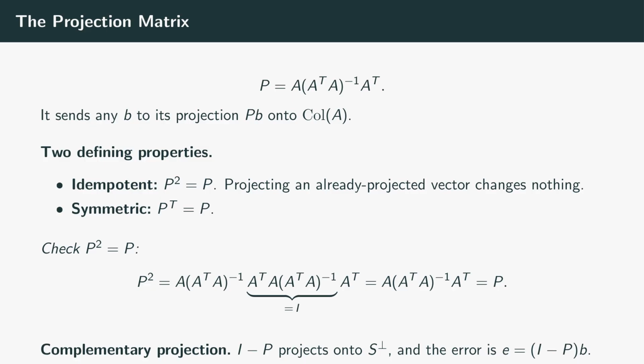Second property: P is symmetric, P transpose equals P. Together, idempotent and symmetric, these two properties actually characterize orthogonal projection matrices completely. One bonus: the matrix I minus P is also a projection. It projects onto the orthogonal complement, and it produces the error vector directly. The projection and the error are computed by complementary matrices that add up to the identity.